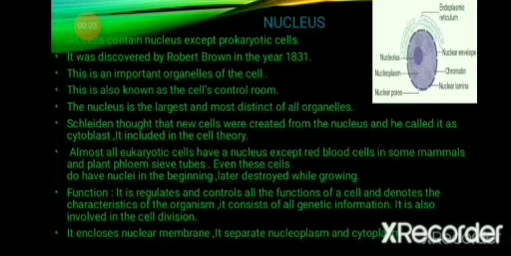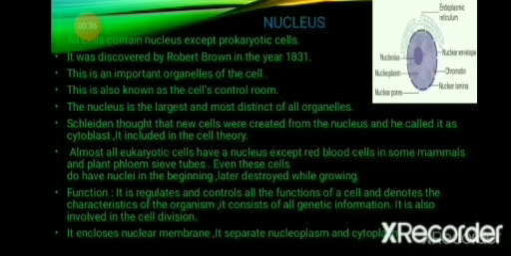Nucleus. Now we will discuss nucleus structure and functions. All cells contain a nucleus except prokaryotic cells. All cells means plant and animal cells. These are eukaryotic cells. Prokaryotic cells are bacteria, blue-green algae. These do not have a nucleus. It was discovered by Robert Brown in the year 1831.